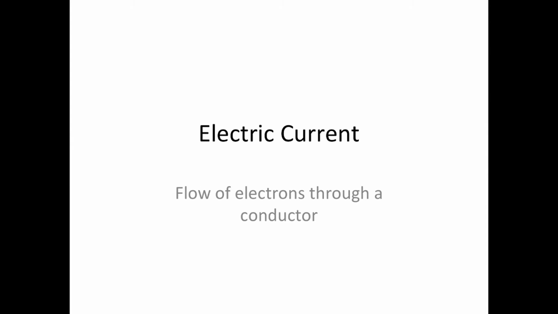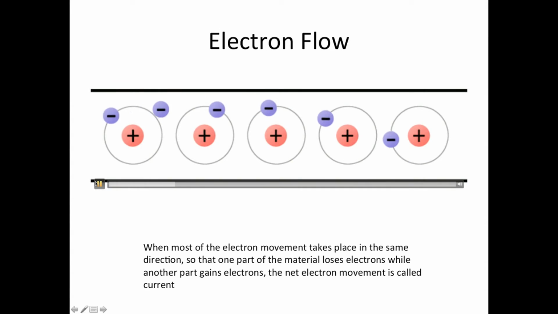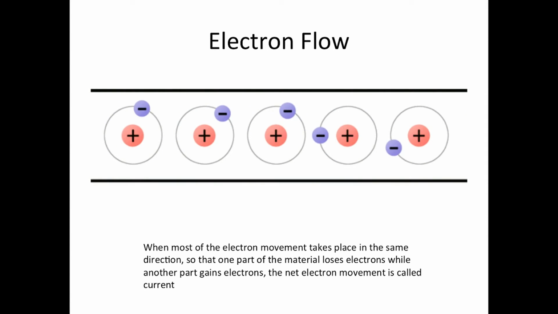So what is electrical current? That is the flow of electrons through a conductor. Now, when most of the electron movement takes place in the same direction, so that one part of the material loses electrons and the other part gains them, that net movement is called current. The negatively charged electrons in the outer shell will be traveling from one atom to the other. They'll hop across there. When that all happens in the same direction, that is electron flow.